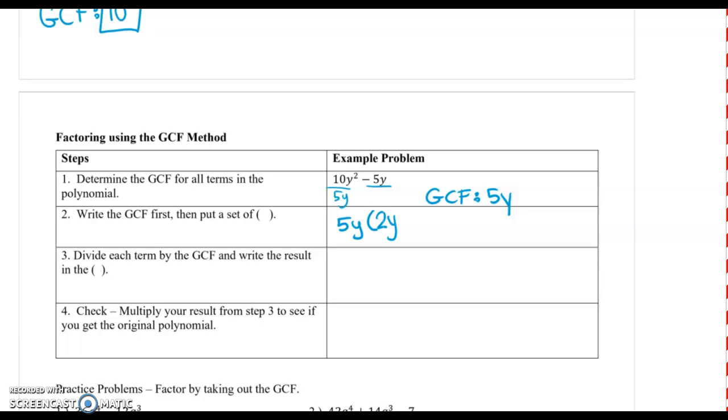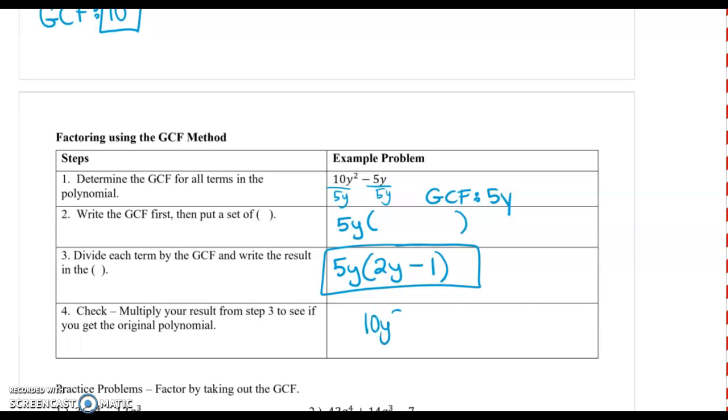Okay, oops, I guess this should be going in my next step here. Okay, I'm going to keep the same sign of minus, and then if I divide 5y by 5y, that gives me 1. So you can always check your answer here by distributing. Okay, so just like we used to do. So if I distribute this, 5y times 2y gives me 10y squared. 5y times -1 gives me minus 5y. Okay, and that is my original problem, so that I know that I did it correctly.